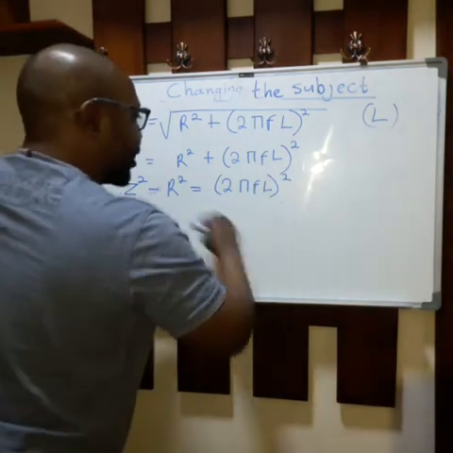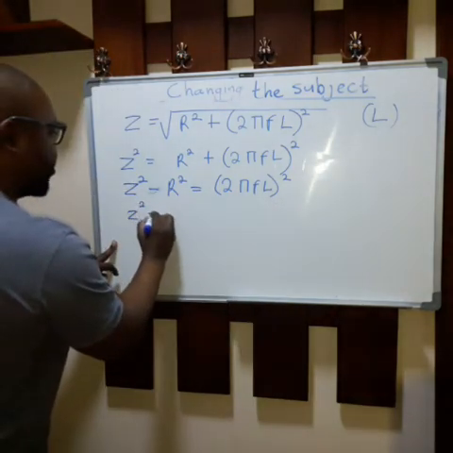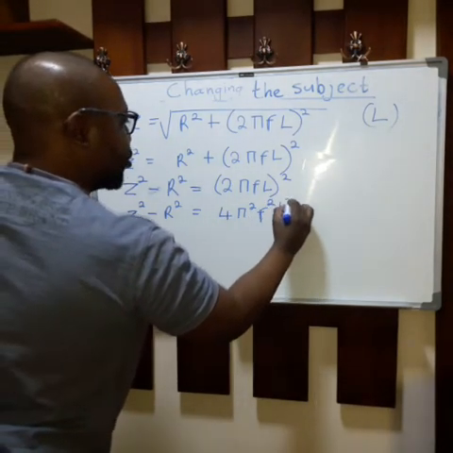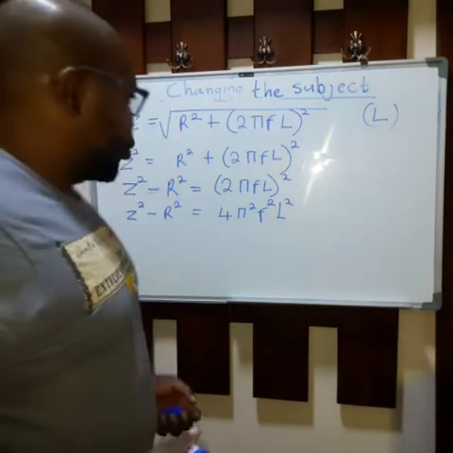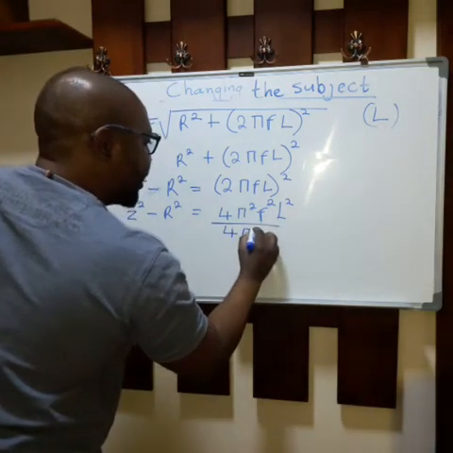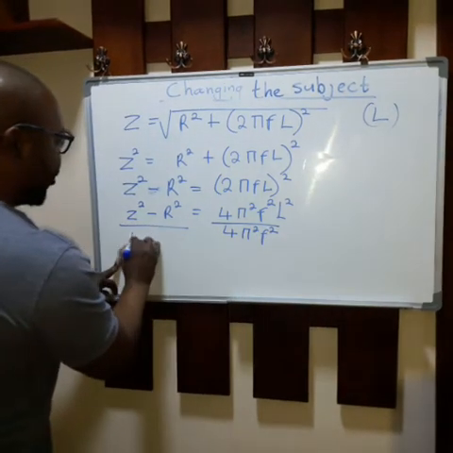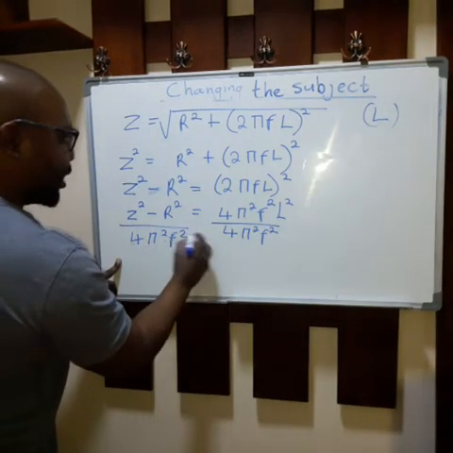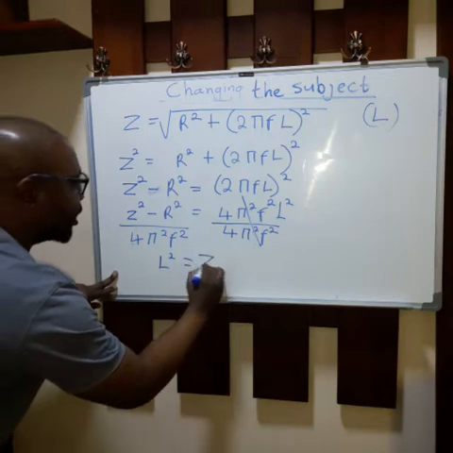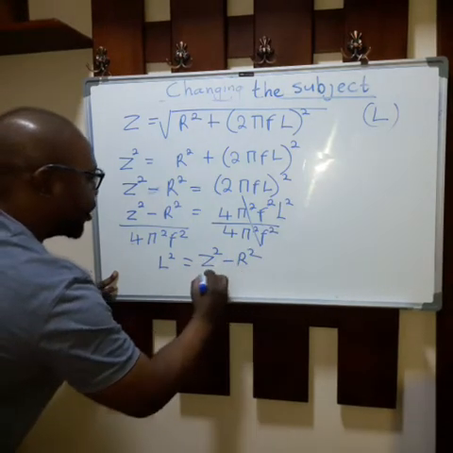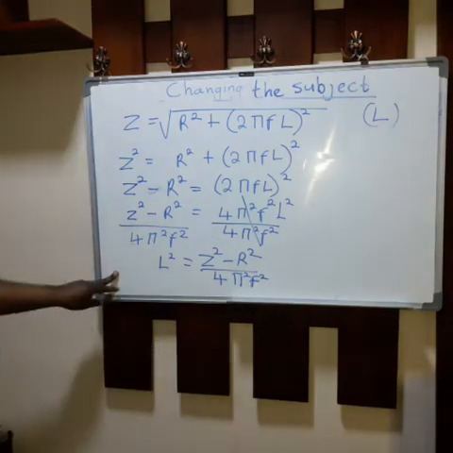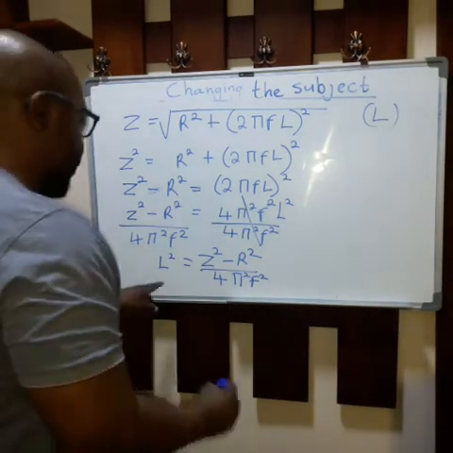I can also then further work out the right side, which is Z squared minus R squared is equal to 4 pi squared f squared L squared. The next phase is to divide both sides by this number here, leaving L alone. So it will be 4 pi squared f squared, at the same time 4 pi squared f squared. I cancel this side. What I remain with is L squared is equal to Z squared minus R squared over 4 pi squared f squared. But this is L squared. I'm looking for L, so I will root the right side.